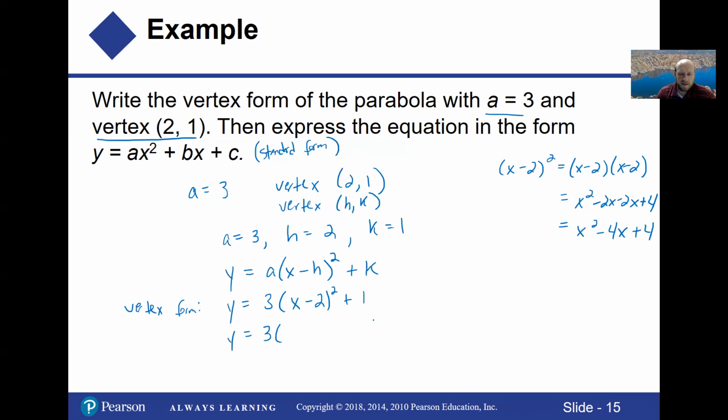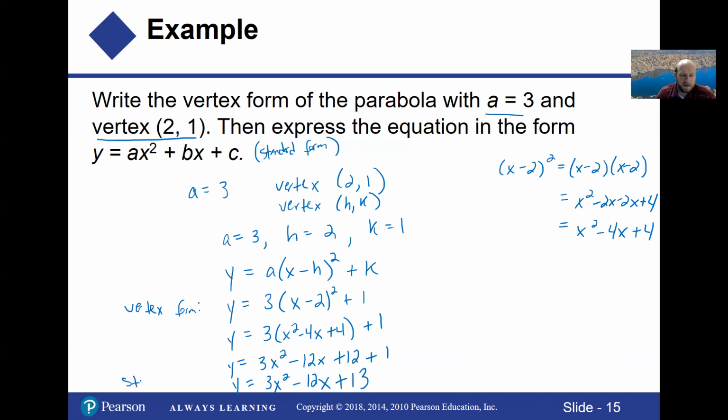So the first thing we do is square this, following our order of operations: parentheses and exponents first. Now we're going to multiply, so let's multiply this 3 through. We have 3 times x squared, 3 times negative 4x is negative 12x, and 3 times 4 is 12. And we have the plus 1 over here at the end. Then just combine like terms: the 12 plus the 1 gives us 13.